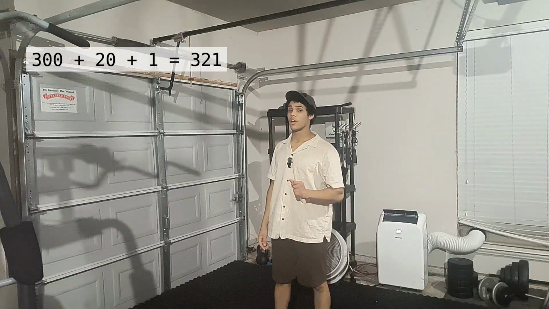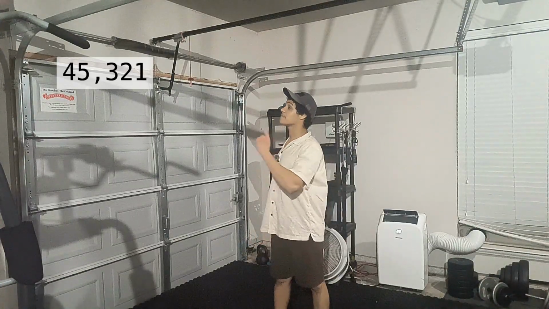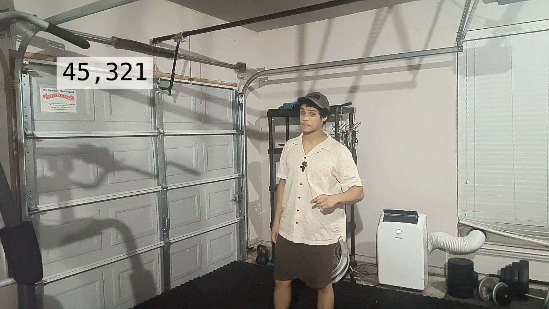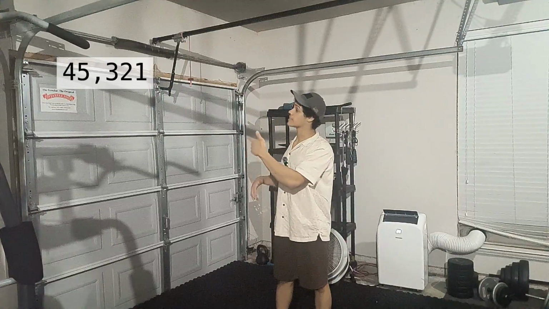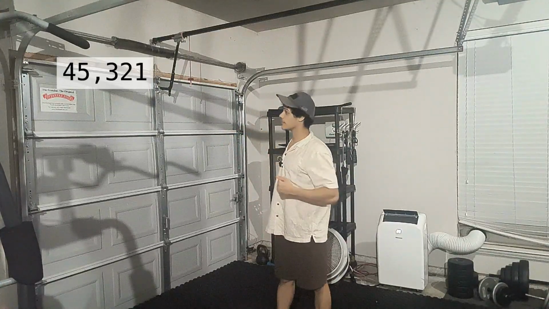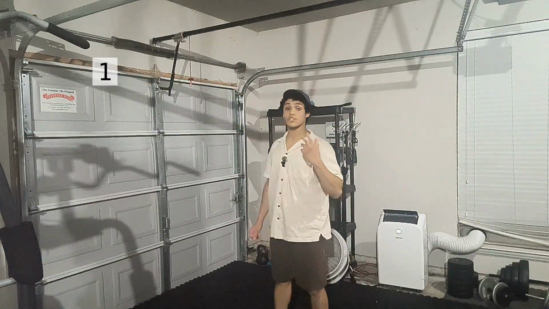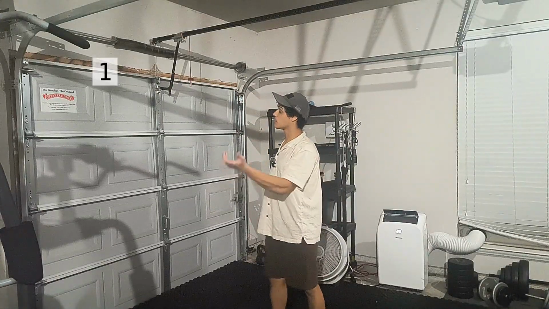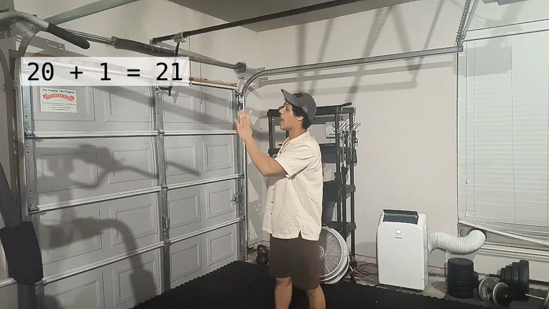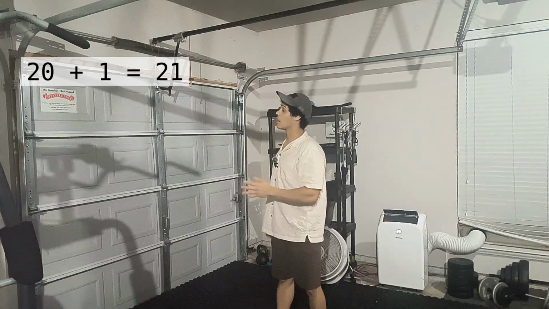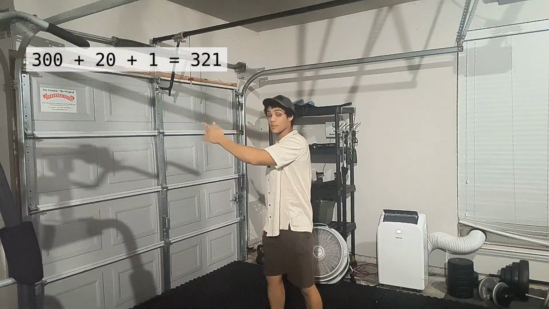Now, let's go back to 45,321. That 5, I told you, was worth 5,000. Now, since I taught you a little bit about this, let's reason as to how this is worth 5,000. Let's start at 1. Okay, we have 1. How do we turn this into 21? You just add 20. So we put a 2 in the tens place. So that 2 is now worth 20. And then how do we turn this into 321? Well, we just add a 3 in the hundreds place. And that 3 is worth 300.